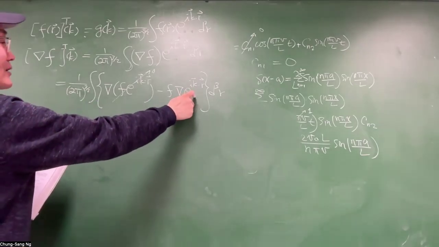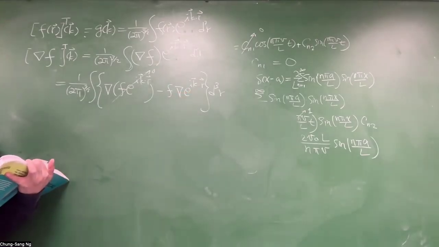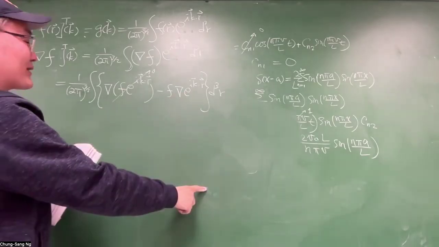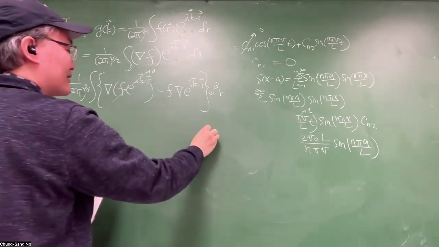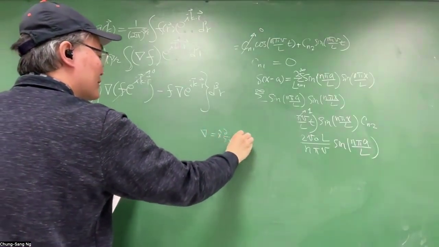Now the gradient of the exponential function, how do you do it? You all know how to do the gradient. Is it true for everyone? You just go back to your definition. Right? So the gradient is just x positive 1.